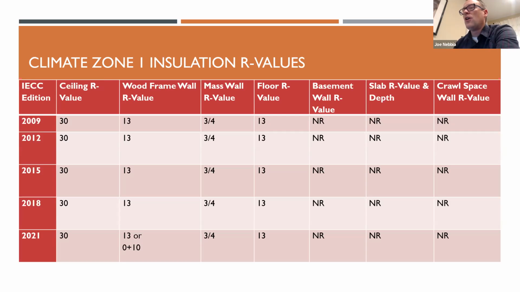Okay, well, this is our climate zone 1 insulation tables in the code. And you can see over on the right, basement, slab, and crawl space R value. There's no insulation required according to code in climate zone 1 in the foundations. It doesn't mean it's not a good idea to do it, but the code doesn't require it. So that's important to remember.